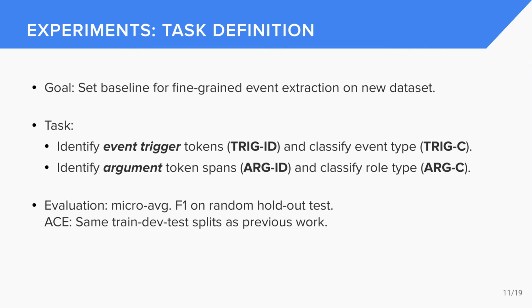The goal of the pilot experiments is to apply the current state-of-the-art in event extraction on our new dataset to establish a baseline. So the task is twofold. First, it consists of identifying event trigger tokens and classifying their event types. And secondly, the model needs to identify token spans of arguments and classify their argument role type.